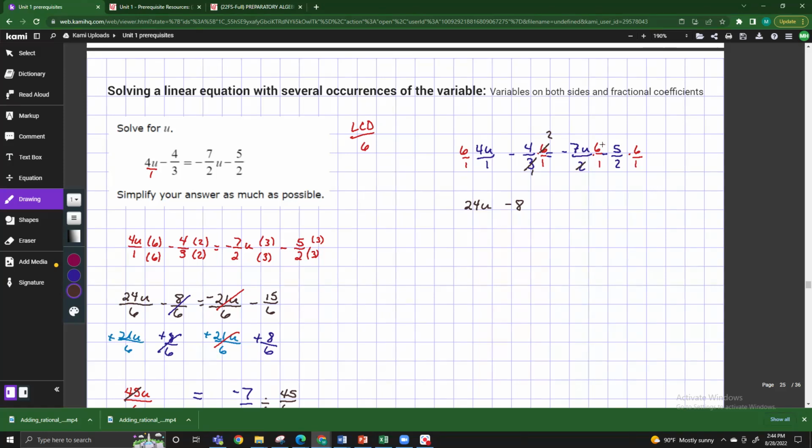2 goes into 6 3 times, and that becomes a 1. So now I have equals, don't lose your equal sign, negative 7 times 3 is negative 21. And then 2 goes into 6 3 times, and that becomes a 1. So this becomes, I lost my u, minus 5 times 3 is negative 15. All right, so, oh, and I lost my negative here. So, like I said, be careful of your negatives. I highlight them a lot of times if I'm having a number day where I can't keep track of my negatives.